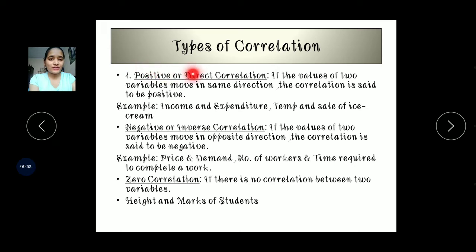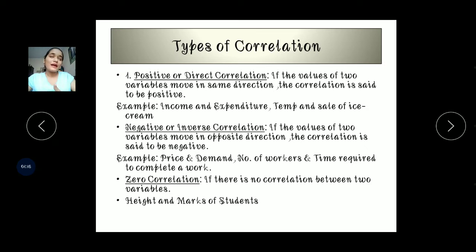The first one is positive or direct correlation. When two variables move in the same direction, meaning if one variable is increasing, the other variable is also increasing, and if one variable is decreasing, the other variable is also decreasing, that kind of correlation is called positive or direct correlation. For example, income and expenditure. If income is more, obviously you will spend more, right?